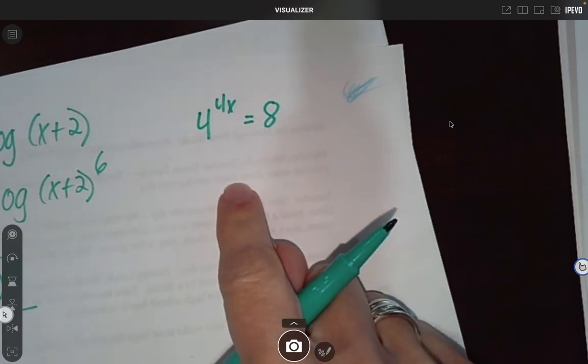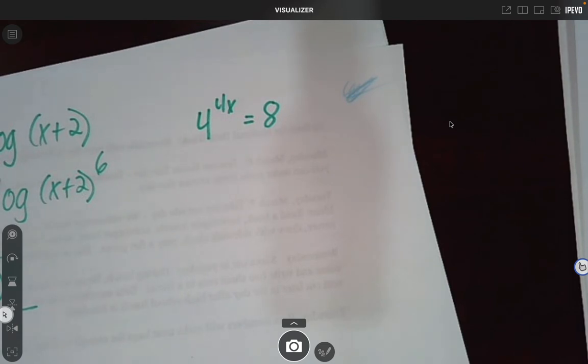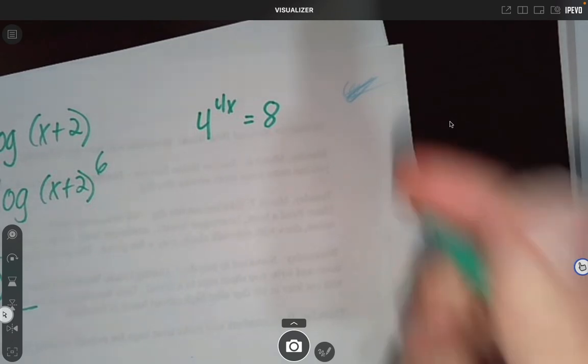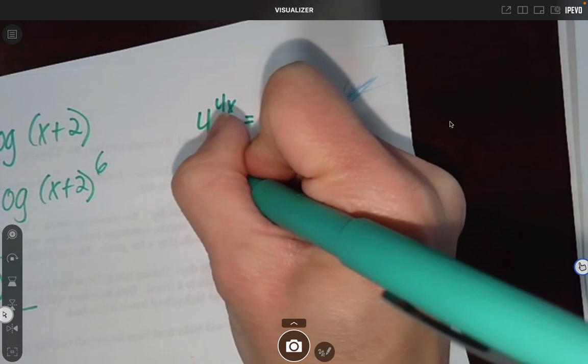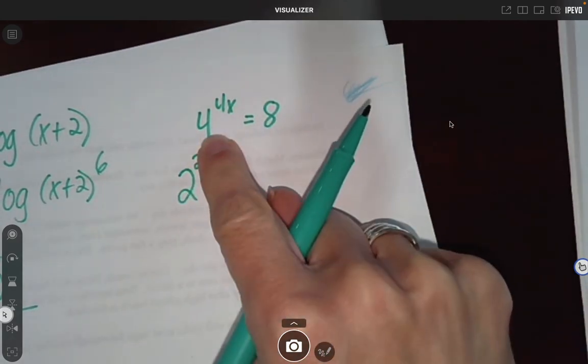Maybe base 2. The other way, let me see if I want to do that. No, okay, I'll just do base 2. So, 2 squared. Does everybody agree that 2 squared is 4?